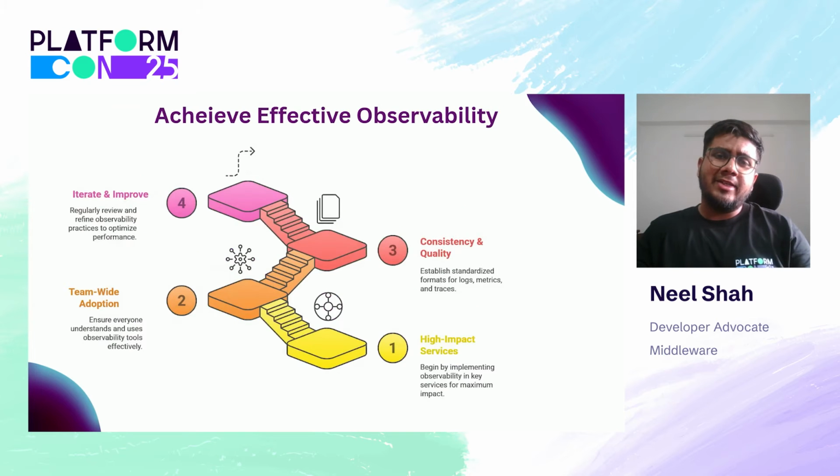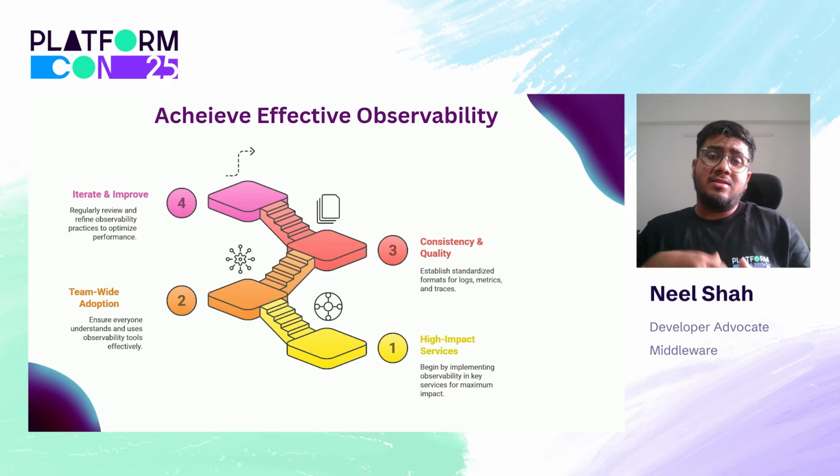So to achieve effective observability, what are the major steps? First, you need to understand what the high-impact services are for your platform or application, so you need to implement observability in that portion. Next, you need to help all the teams adopt the platform or tool in a particular manner so they can get a better understanding.